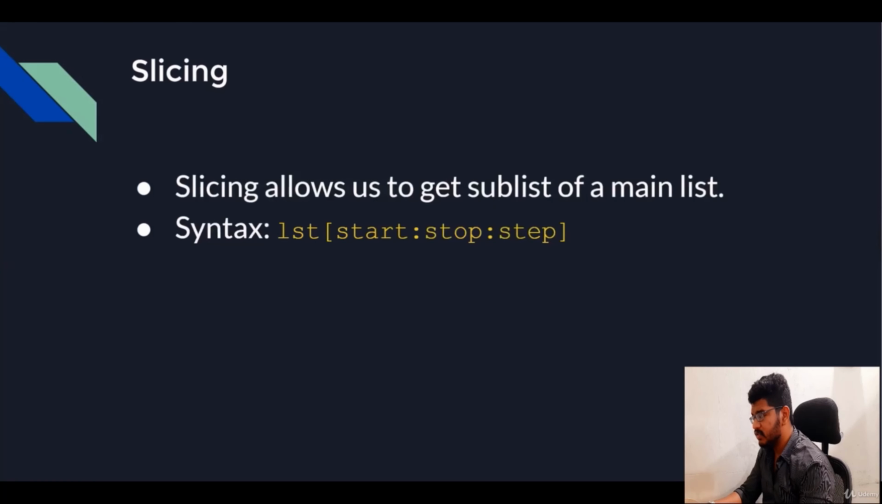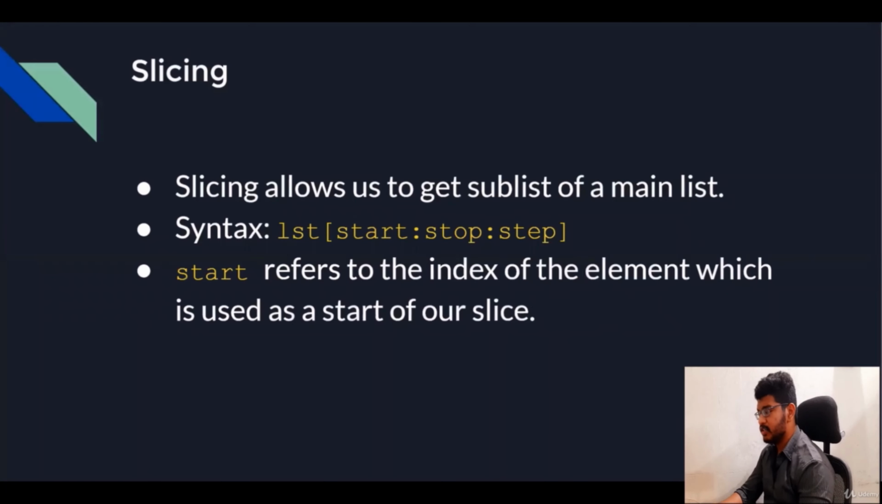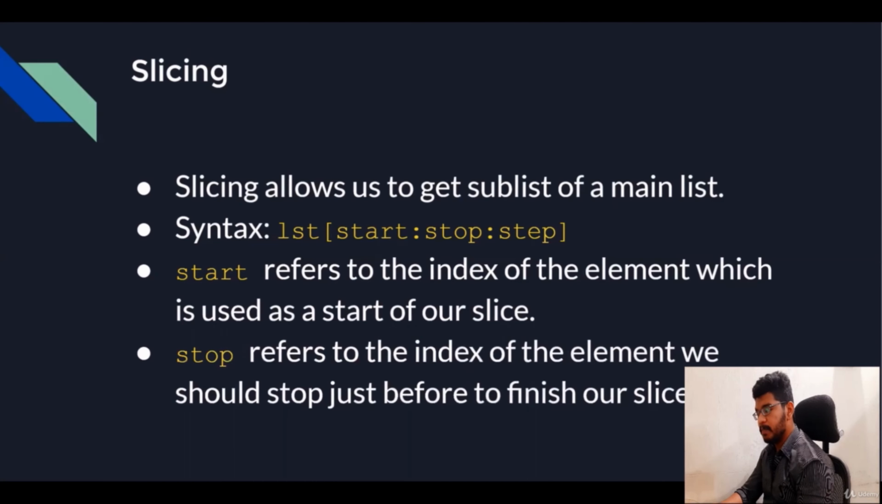So this is the syntax for slicing. It will have three parameters: start, stop, and step. This step is not always necessary. The start refers to the index of the element which is used as the start of our slice. If you want to slice in between the elements, we have to give the start position and the stop position. It will start from this point and stop at this point. So this is how we use start and stop.